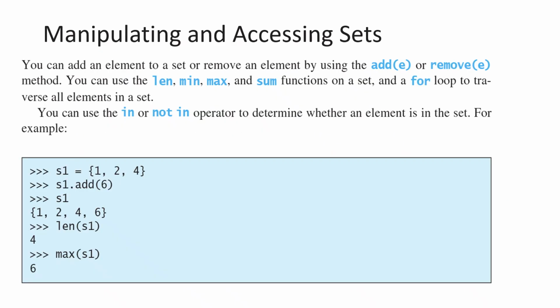Manipulating and accessing sets. You can add an element to a set or remove an element by using the add of e or remove of e method. You can use the len, min, max and sum functions on a set, and a for loop to traverse all elements in the set. For example, you can use the in or not in operator to determine whether an element is in the set or not. s1 is equal to set of elements 1, 2, 4. s1.add of 6, so 6 will be added. The length after adding will be 4. Max of s1 is equal to 6 now.